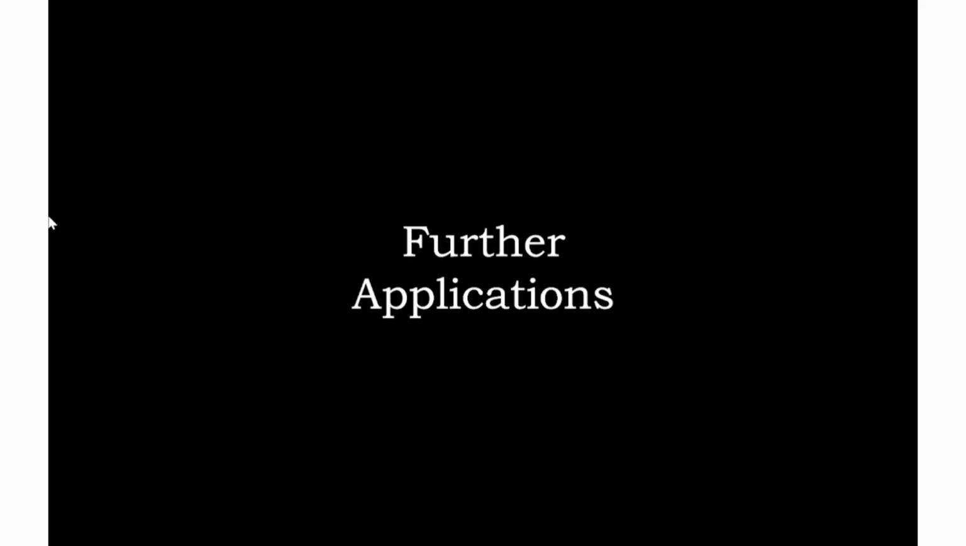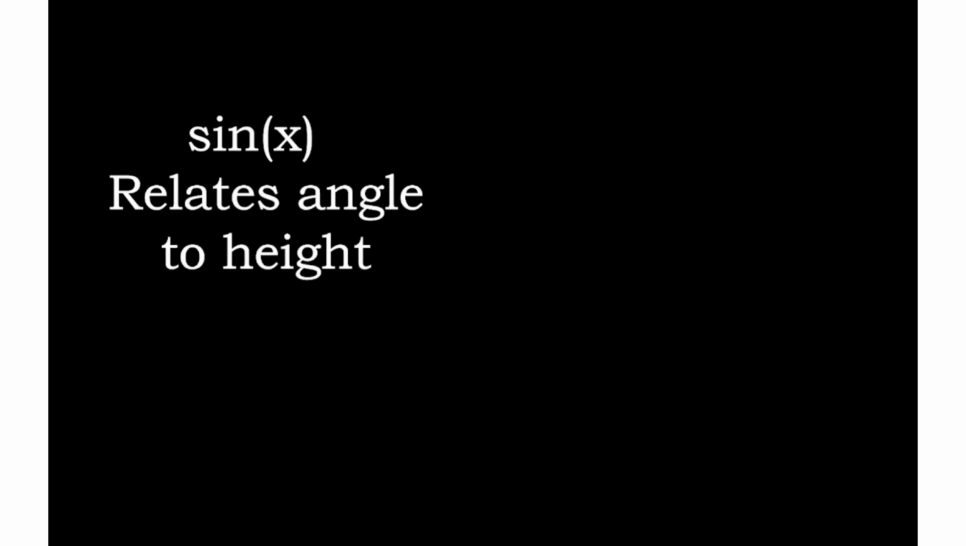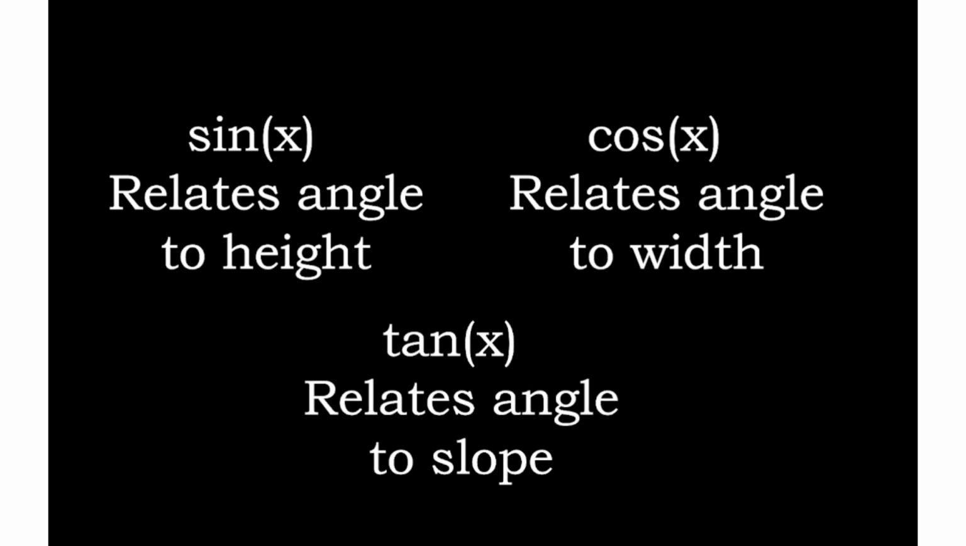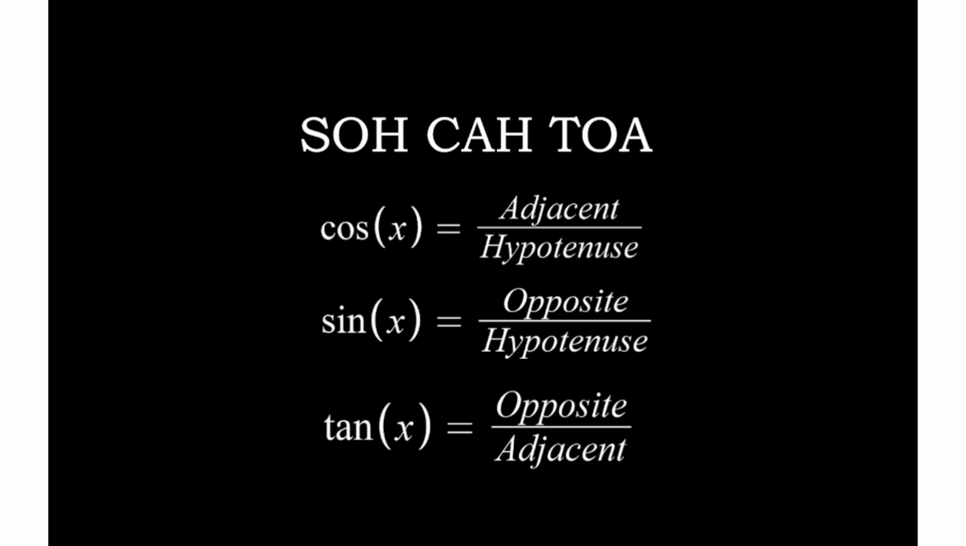Something I really want to emphasize in this video is that trig functions are very useful ways to relate different concepts to angle. Each trig function has a main function, so to speak. Sine relates angle to height, cosine relates angle to width, and tangent relates angle to slope. Knowing all of this, the triangle ratio definitions we might be more familiar with might seem even more distant.